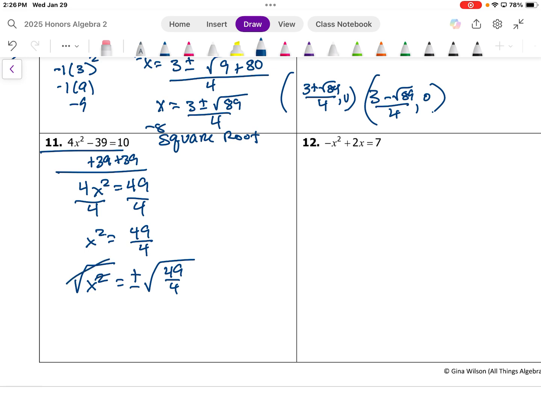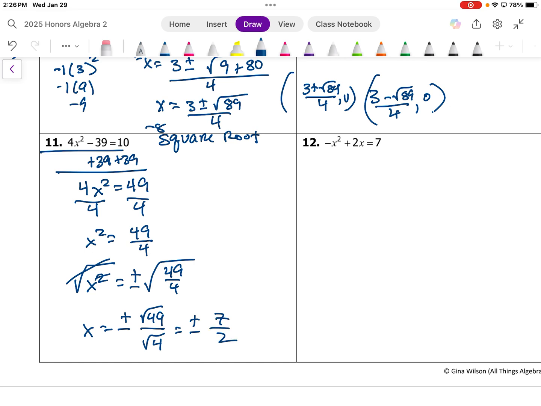Square root and square cancel. I get x equals plus or minus. Technically, it's the square root of 49 over the square root of 4. What's the square root of 49? 7. What's the square root of 4? 2. So 7/2.